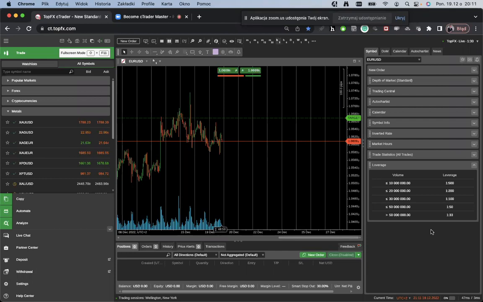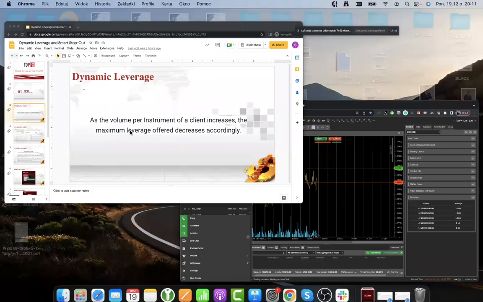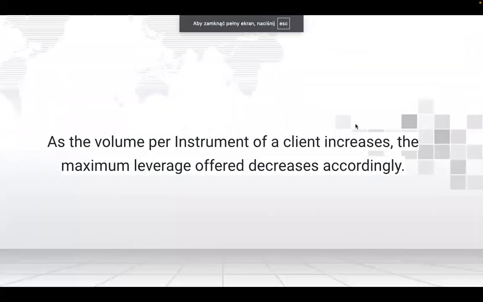Online Forex and CFD brokers are using a dynamic way to calculate the margin requirement needed to maintain a trade. This calculation automatically adjusts the required margin needed for each open position. This way, the client is enjoying a lower required margin for smaller volumes, which increases dynamically as the volume builds up. So as I said before, as the volume per instrument of the trader increases, the maximum leverage offered decreases accordingly.